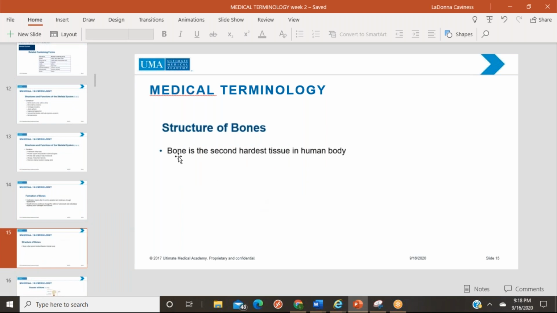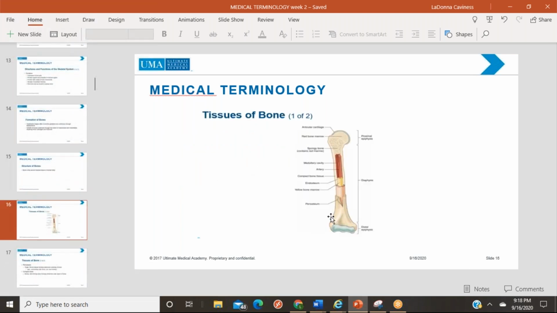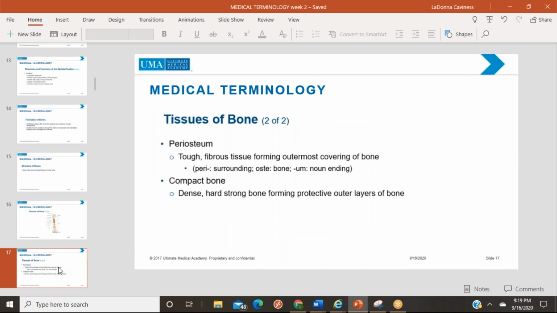Structures of the bone. Bone is the second hardest tissue in the body. And here's an example of the tissue of the bones. We'll go into each of these tissues over the next couple of slides.